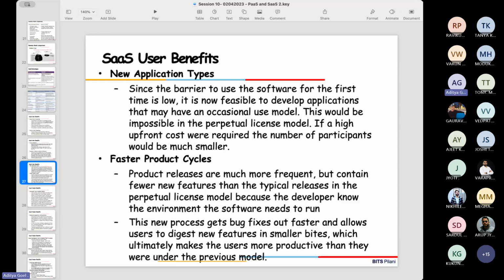So another benefit that we would like to have is the faster product cycle. Here the product releases are more frequent, which contain new features in very little time compared to the upgrade which used to happen once in 6 months or once in a year. And the best part is that bug fixes happen almost every week. So this helps users use a better product and use it in more productive ways than the previous models.